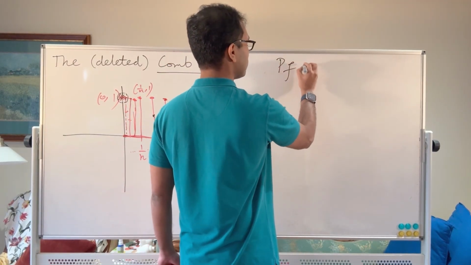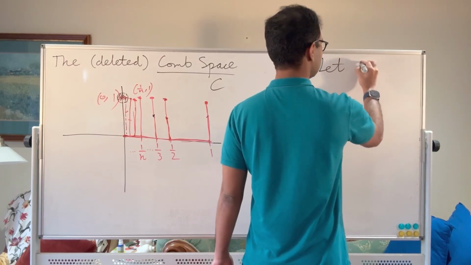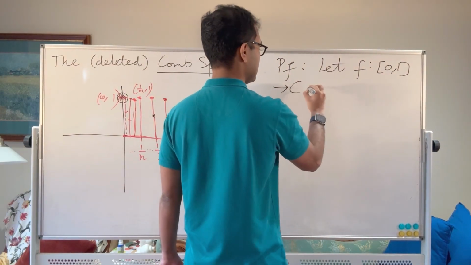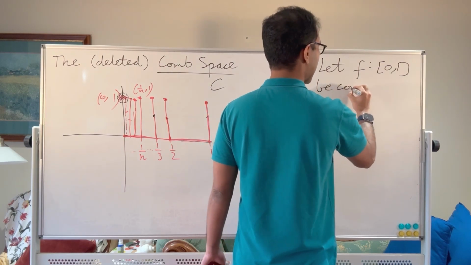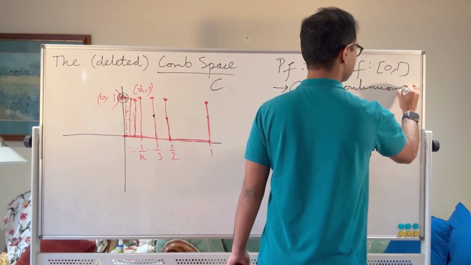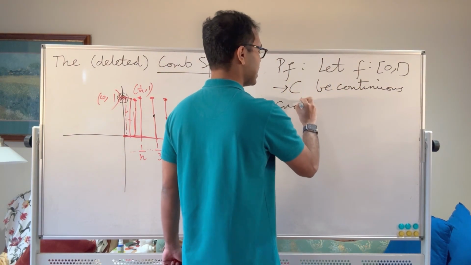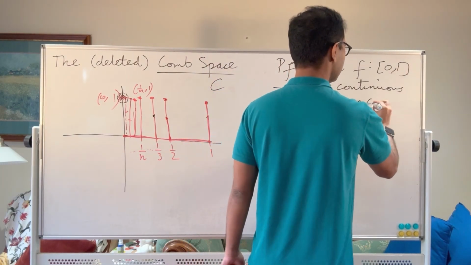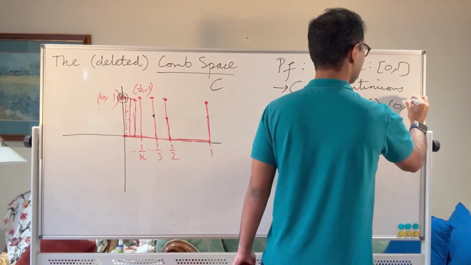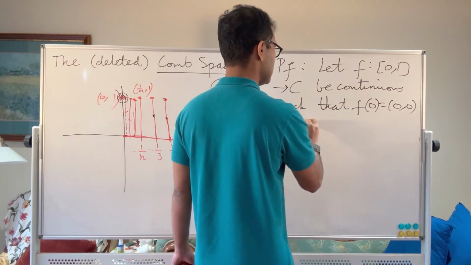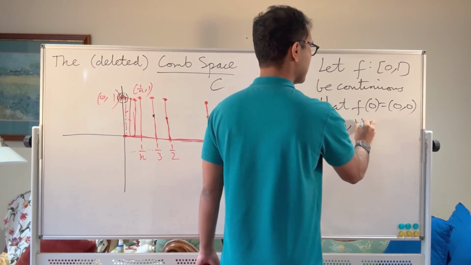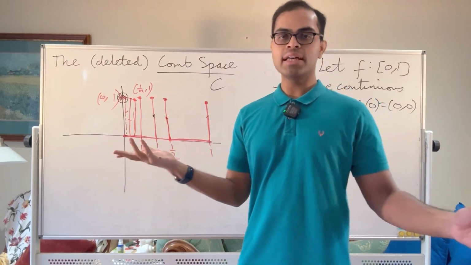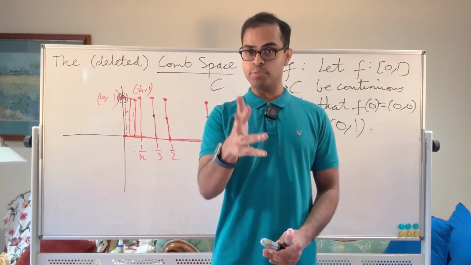So let f be a continuous function. Let f from [0, 1] to our comb space C be continuous, so this is our continuous path, such that f(0) is equal to (0, 0), and f(1) is equal to (0, 1). Okay, so it's going to connect our origin to our point (0, 1). How on earth is it going to do that? It's not possible, and we're going to have to prove that.